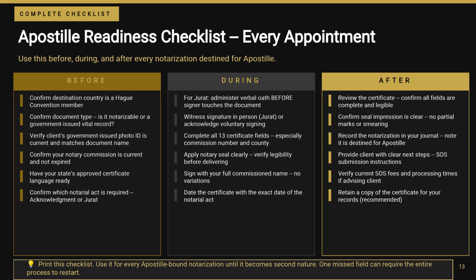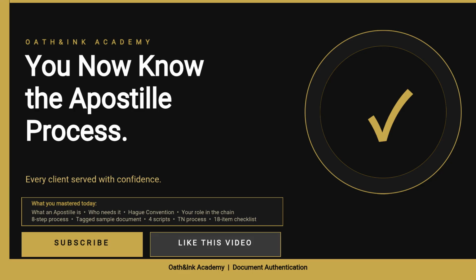What could happen if the checklist is skipped? On a rushed appointment, it's easy to complete the signature and seal and hand the document back without confirming the commission number is in the certificate. The client submits to the SOS, rejection, 2 weeks lost, return trip, more fees. The checklist prevents that. 18 items, 1 page, worth every minute, and that is the complete apostille process from beginning to end. Let me leave you with the 3 most important takeaways.